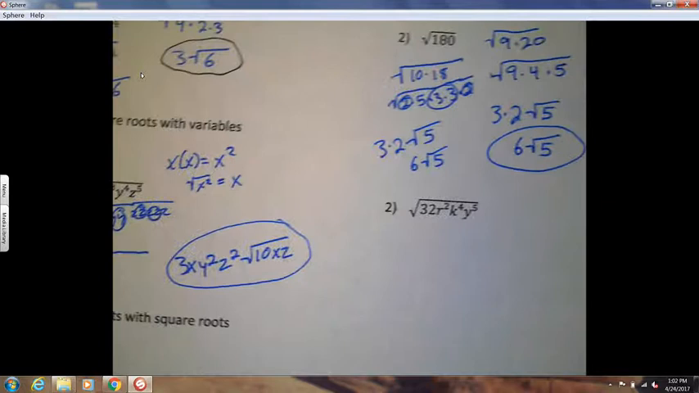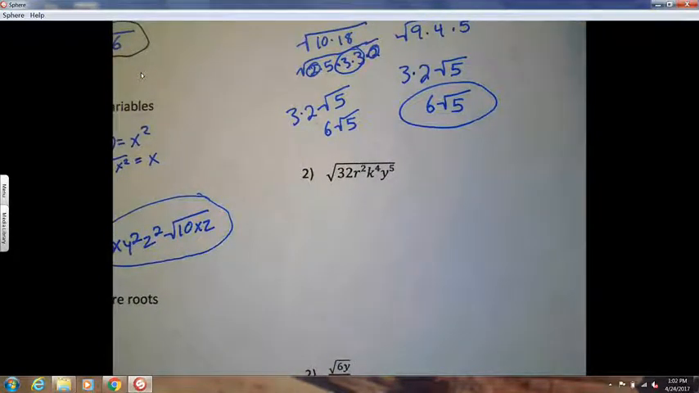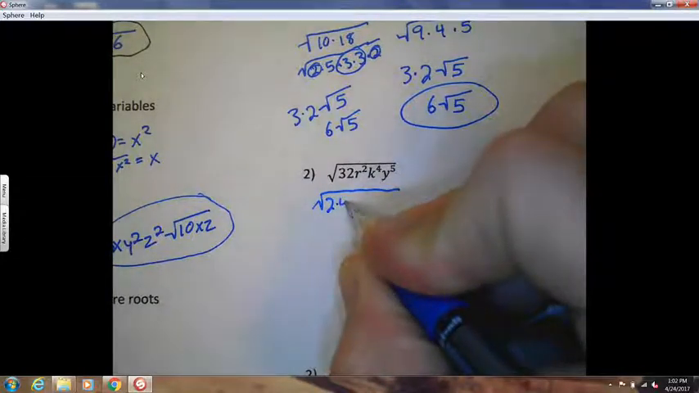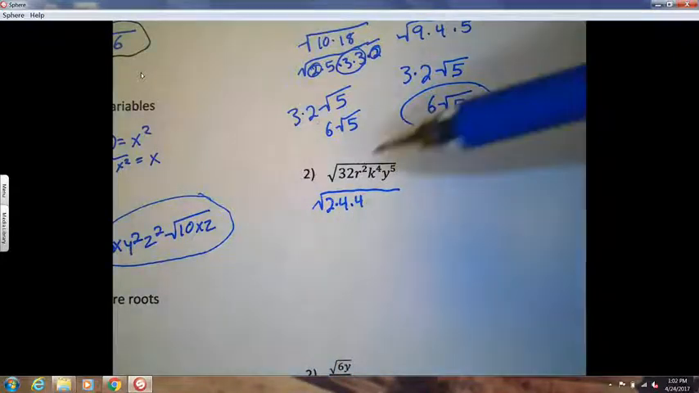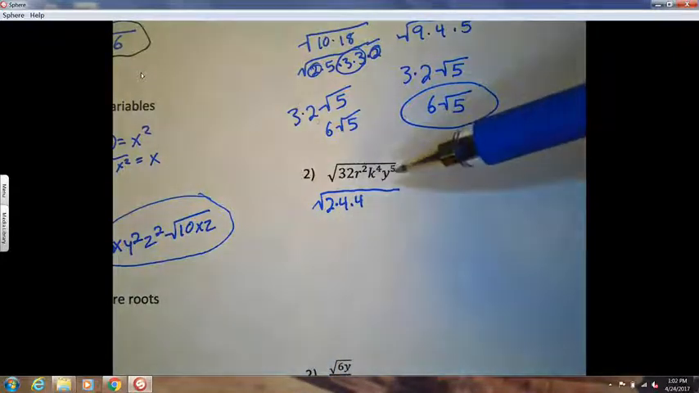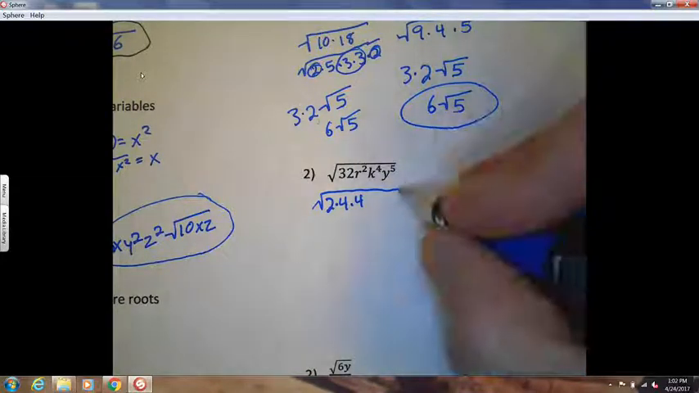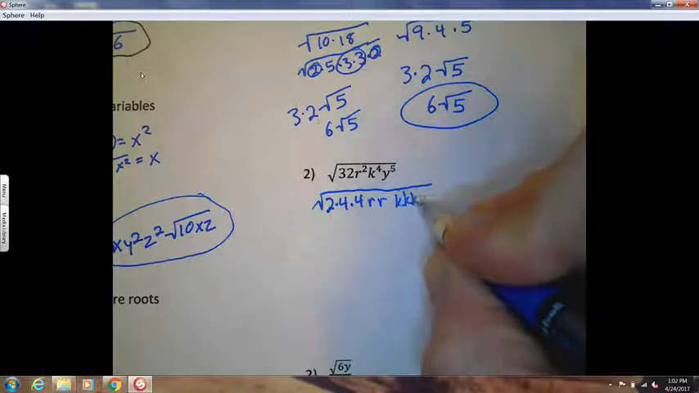Let's try another one. So I'm going to completely factor this out. So 32 is 8 times 4, and 8 is 2 times 4. So 2 times 4 times 4, so that's 32. And this is good because these are both perfect squares, and then 2 is a prime number. And then R, have 4 K's and then 5 Y's.